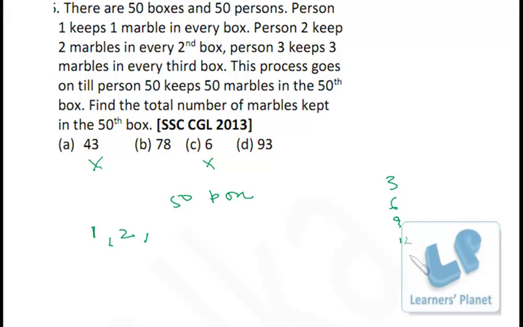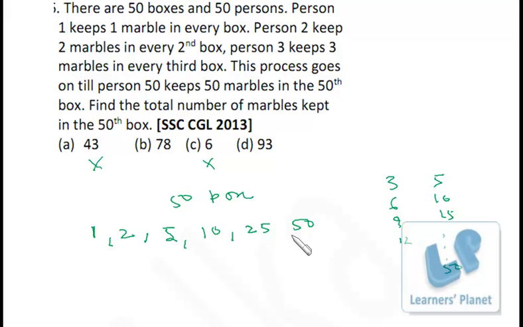Similarly for 4 it will not be there. For 5, yes: 5, 10, 15, till the 50th, he will go. So the fifth person will also keep marbles. Then for 6, 7, 8, 9, the 10th person will also keep a marble. Then 11, 12, no other one. After that, the factors of 50 are 25 and then 50, right? So the first person will keep 1 marble, the second person will keep 2 marbles, then 5, 10, 25 and 50. So in all, these many marbles will be there, right?